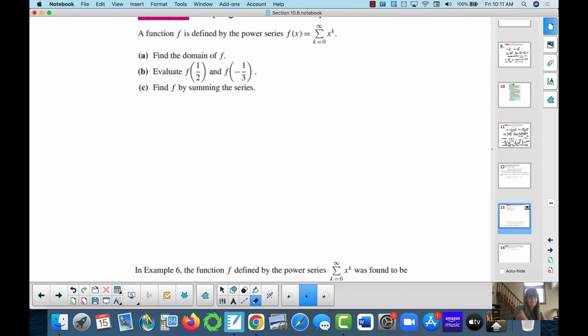So here, to find the domain of f, that's just going to be the interval of convergence for this series right here. That's going to be the domain, because any number that I plug in that interval will work to give me a value for f. So recognize that this is a geometric series.